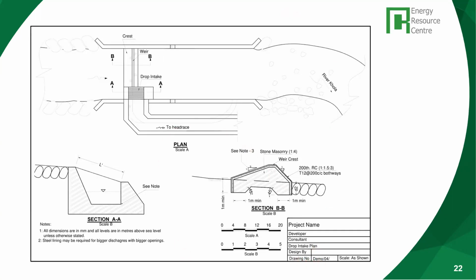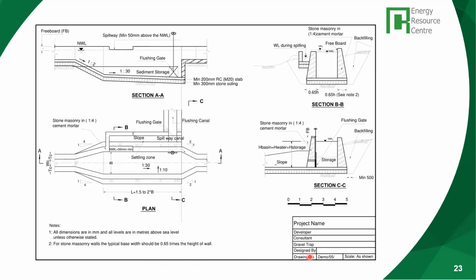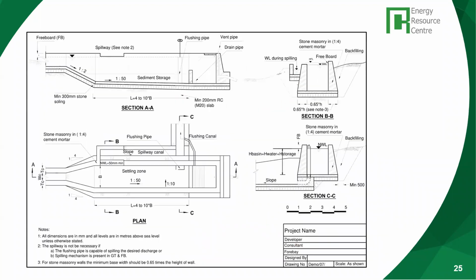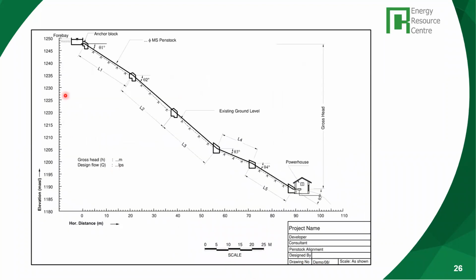Similarly, this is the drop intake drawing. Again, this is the gravel trap. You have the dimensions, the length and the width, and you want to calculate the quantity of different materials, such as reinforced concrete, and what the volume is, for the cost as well as for the location of these projects. This is the headrace canal. Depending on the cross section, you calculate the quantity. Similarly, this is the forebay again, and then you have the penstock. This is the forebay, and this is the powerhouse.